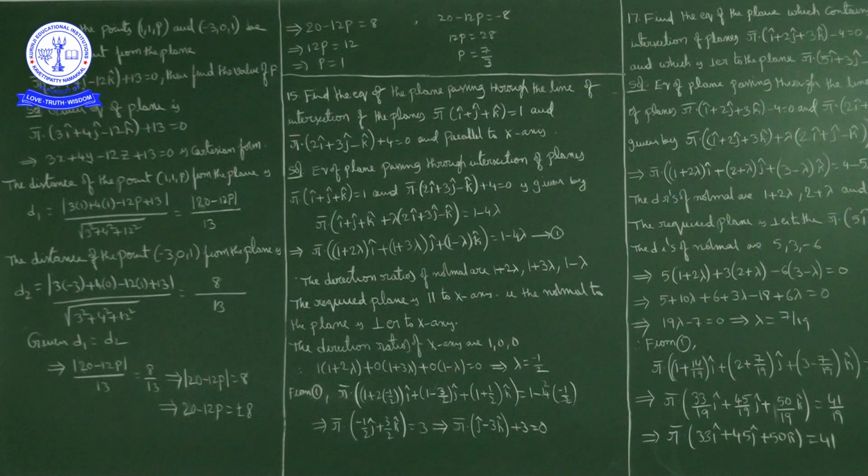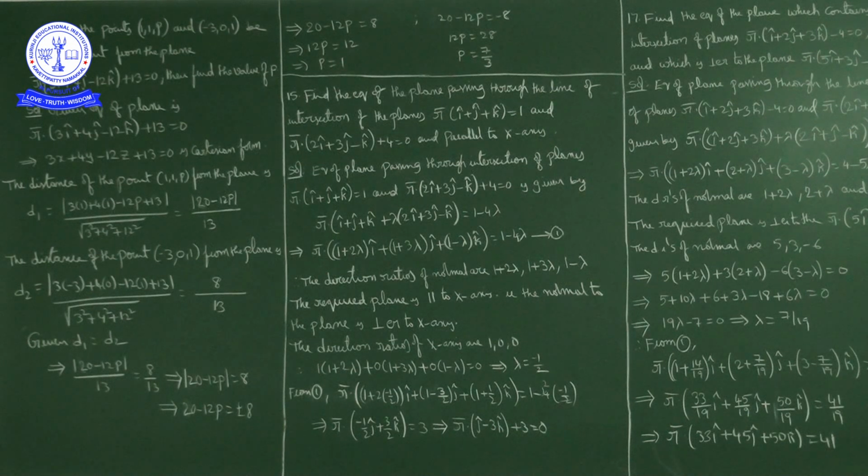Whenever mod x is equal to a, what it means is x is equal to either a or minus a. So modulus of 20 minus 12p is equal to 8 means 20 minus 12p is equal to 8 or 20 minus 12p is equal to minus 8, plus or minus 8. If you consider 20 minus 12p is equal to 8, so what we have? 12p is equal to 12, p is equal to 1.